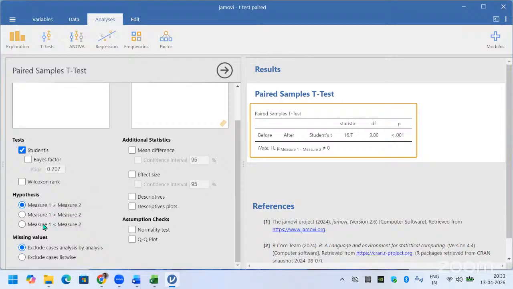Or I can mention measure 1 is greater than measure 2. I'm feeling that accidents earlier were more and now they are fewer. Now I can witness fewer accidents. You can see there is a note on the right-hand side in the output: the alternative is measure 1 is greater than measure 2. That means there is a decrease in accidents after having some surveillance.